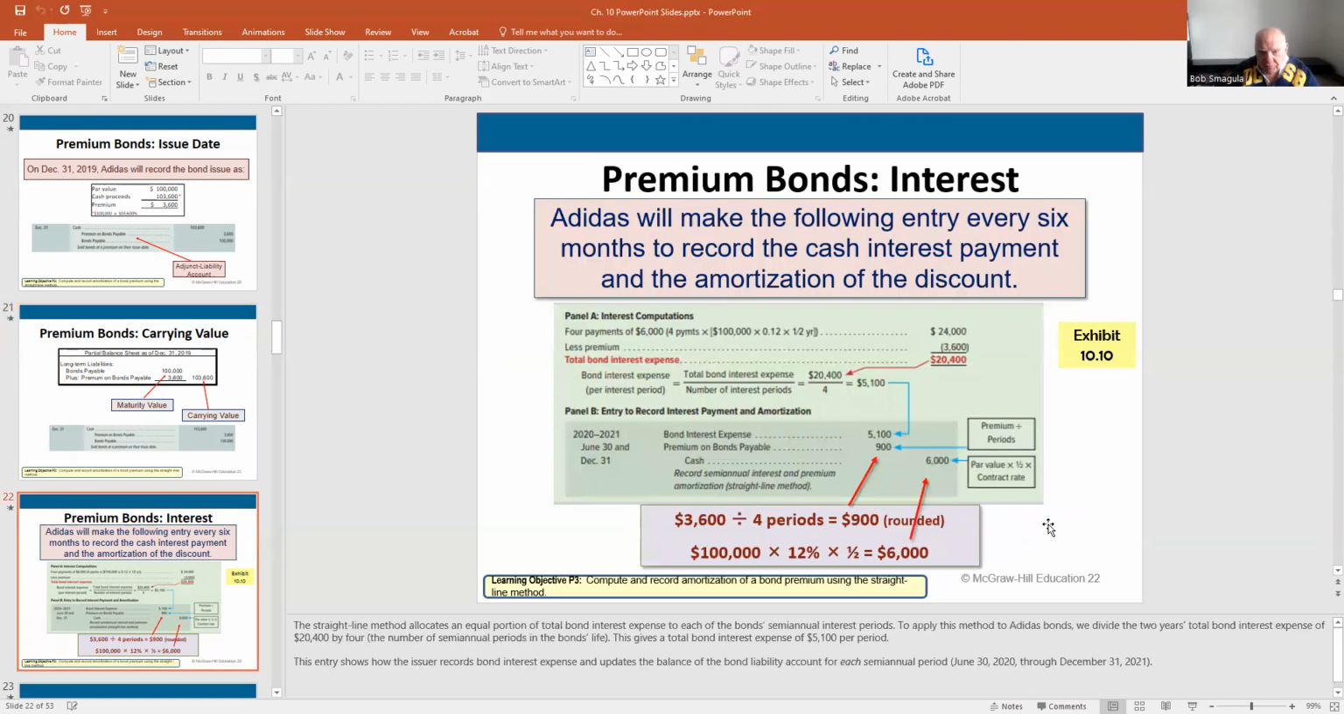The interest, Adidas will make the following entry every 6 months to record the cash interest payment and the amortization. And oh my, they're going through a long, clumsy calculation here, but let's simplify it. You're going to make 4 payments of $6,000. We agree? That's how much the bond pays. We then have a premium of $3,600, which is going to give us, if you will, negative interest. It's really interest income. That's what the premium is.